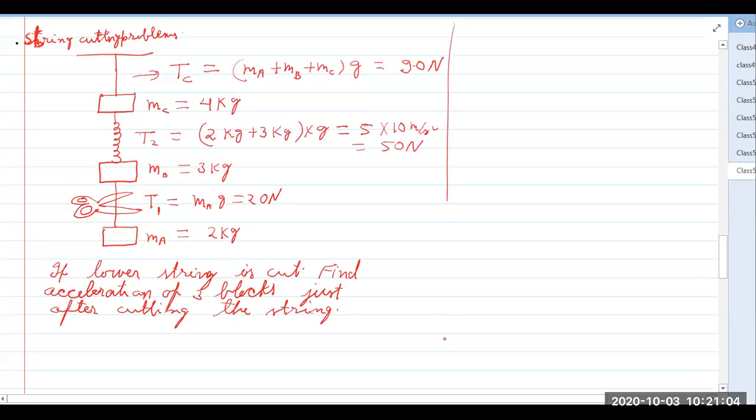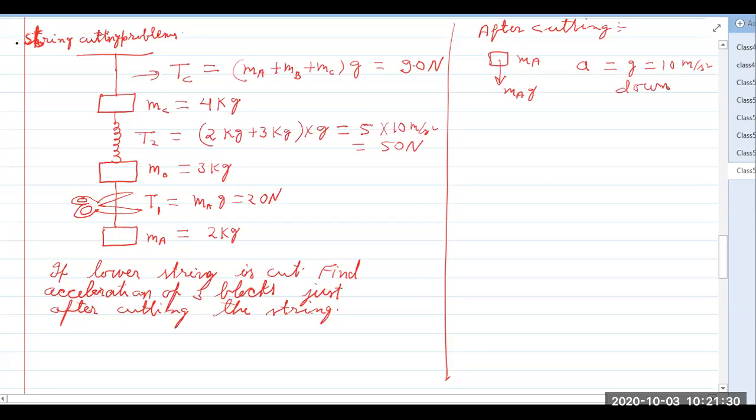So what will be the condition after cutting? What will be the condition for MA? MA will be in free fall. MA has only one force, that is MAG. So its acceleration will be g, that is 10 meter per second square, down. This is for A.